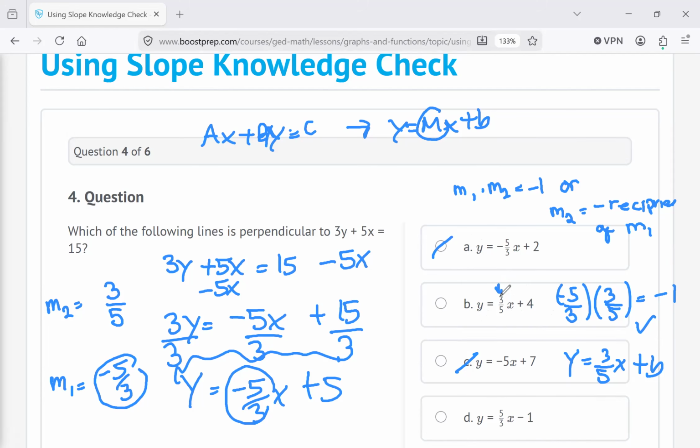Now, if they give you two choices that have a slope of 3/5, then you might have to plug in a random point. But they don't give us a random point, so I think we're fine with this. So don't be scared. If you see this +4, that's just more information. They're just trying to trick you. This is the one because it has a slope of 3/5.